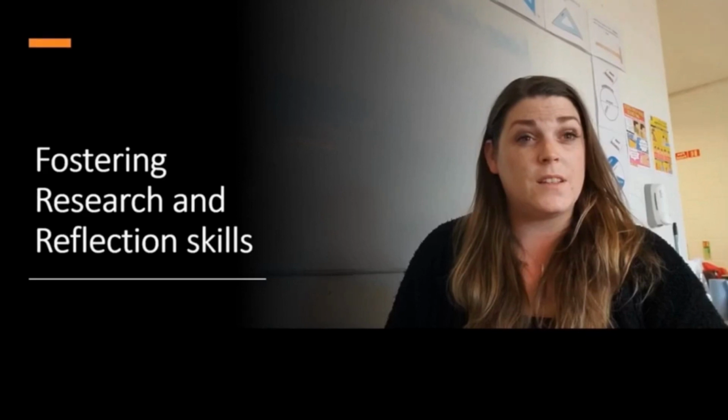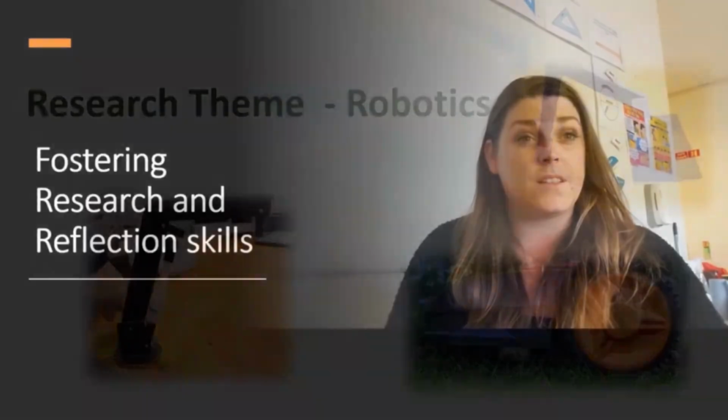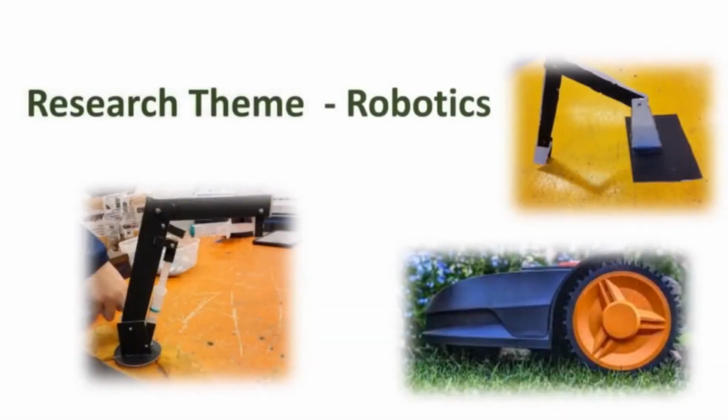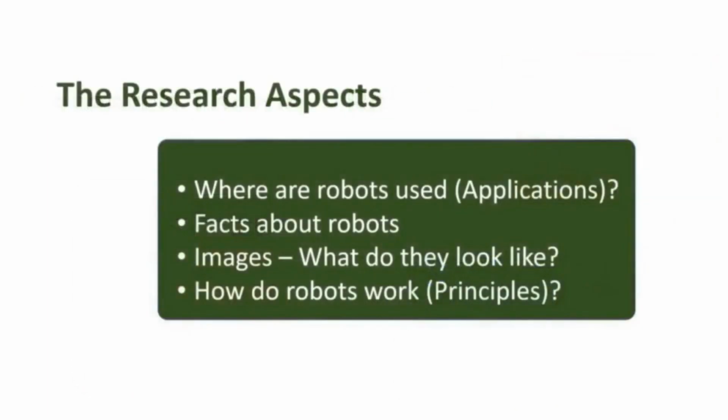The theme for the research was based around robotics. We identified robotics as being something that the students were interested in class. So when they were researching this, they had to decide what exactly they needed to look into. So real life applications were one of the things we discussed. The students would have to research some images for robotics and robotic arms, and some facts around robotics and where robotic arms were used and how they exactly worked.